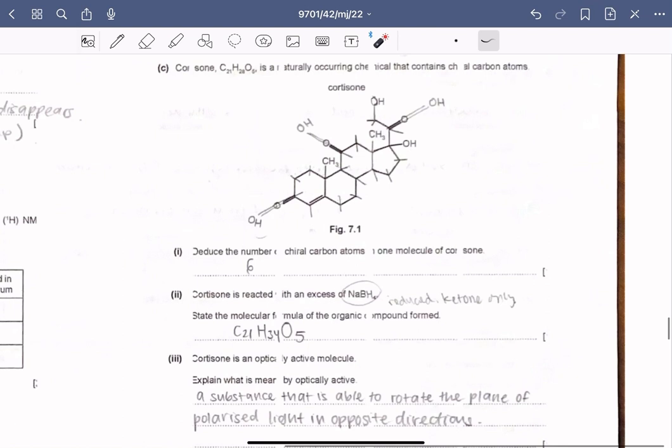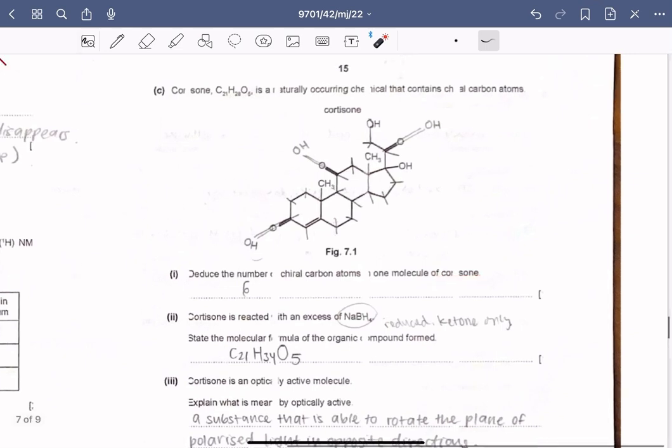So C, cortisone. Cortisone, this compound, is a naturally occurring chemical that contains chiral carbon atoms. Deduce the number of chiral carbon atoms in one molecule of cortisone.